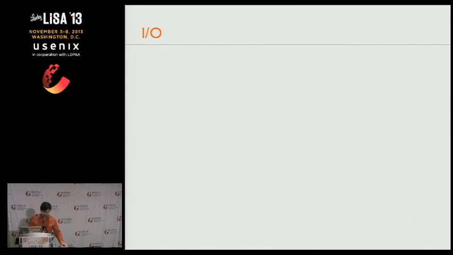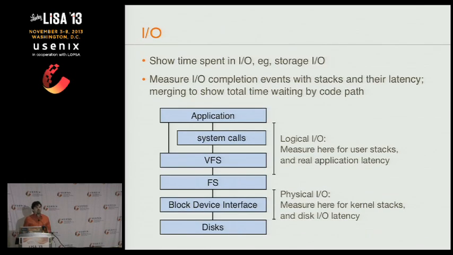Great. That was memory. I/O. We can also do flame graphs for I/O. So we can show time spent in I/O like storage I/O. Measure I/O completion events with their stack and their latency. Merging to show total time waiting by code path.